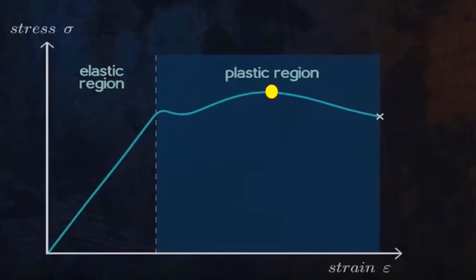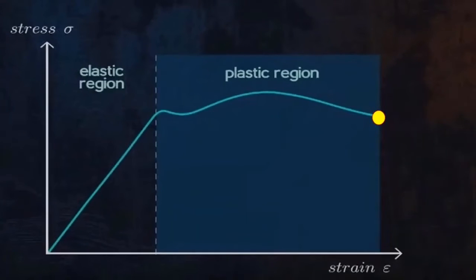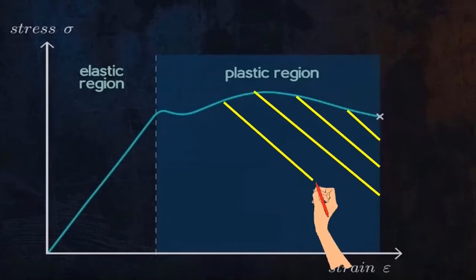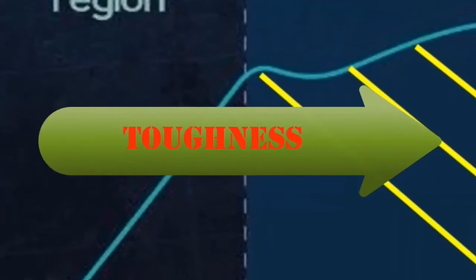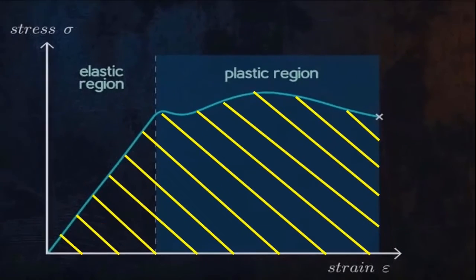Here is the ultimate tensile strength, which is the maximum stress during the test, and the necking area will begin on it. After that, we will reach the last point, which is the fracture point, which means that the specimen will break. This point. Finally, the area under the curve, like here in the yellow line, is the toughness of a specimen.